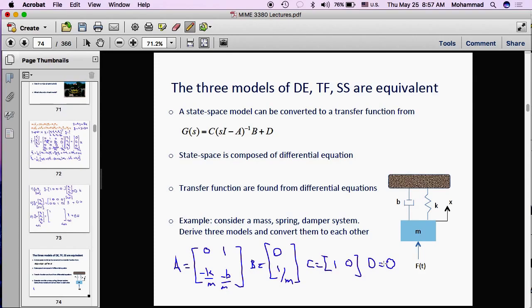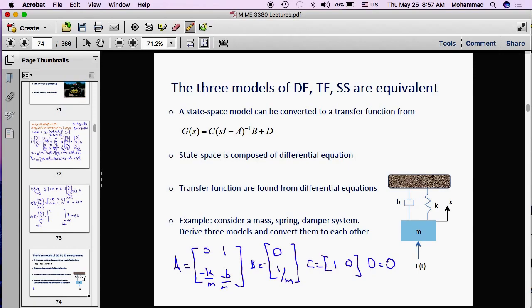You start from Newton's second law, you get to the differential equation. From the differential equation, you go to the Laplace domain, you get to the transfer function. From the differential equation, you rewrite the equations in the form of matrices, you get to your state space model. So they're essentially carrying the same information.